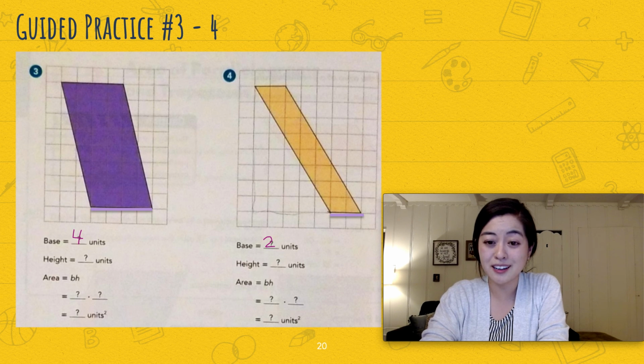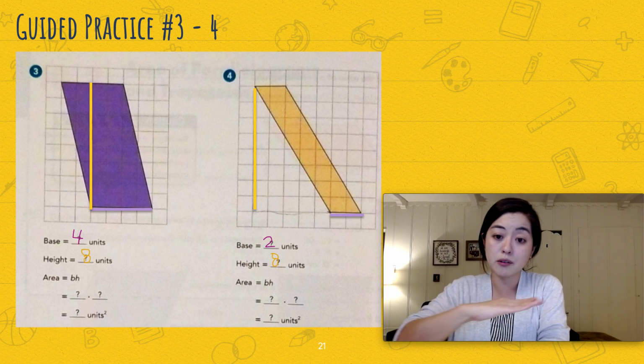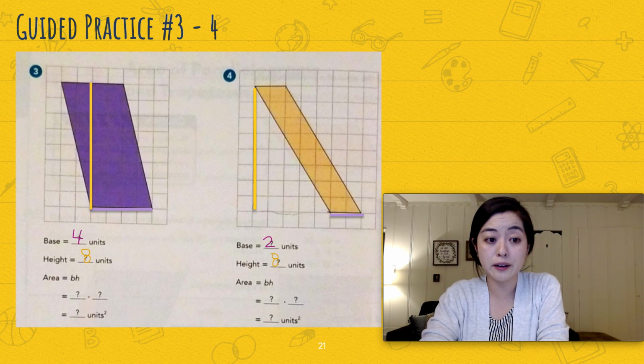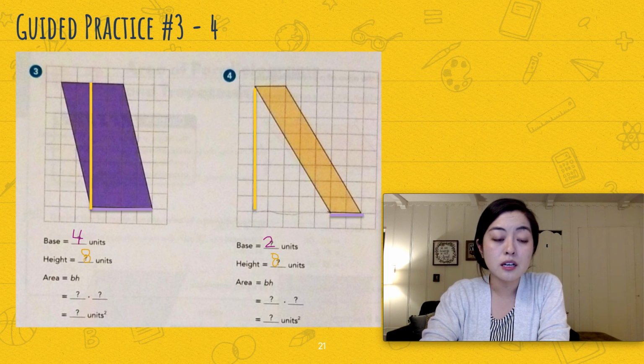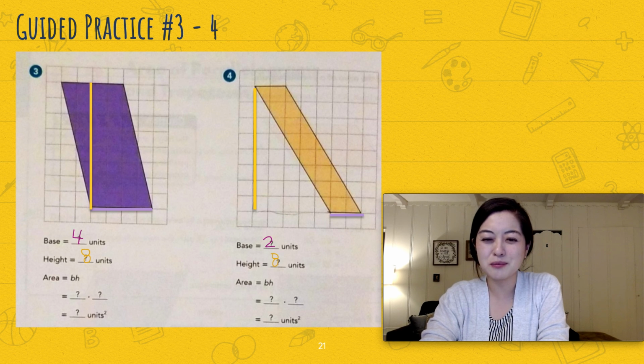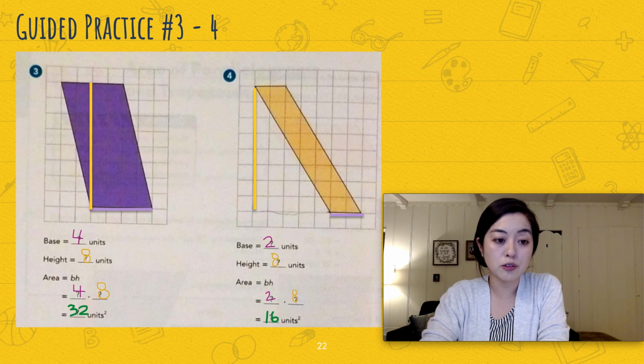And now let's determine the height. Remember, the height is perpendicular to the base, and so these yellow lines are perpendicular to the ground, on the same ground or floor that the base is lying on for each of the parallelograms. The height for number 3 is 8 units, and the height for number 4 is also 8 units. Then we input the base and height into the formula for the area of the parallelogram. For number 3, it's 4 times 8, which is 32 square units. And for number 4, it's 2 times 8, which is 16 square units. How do you guys see?